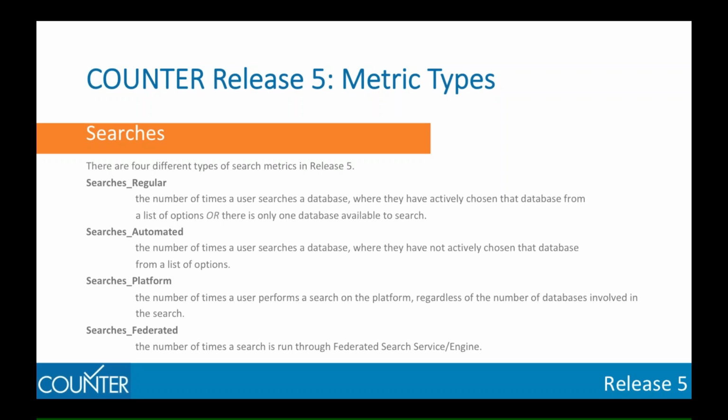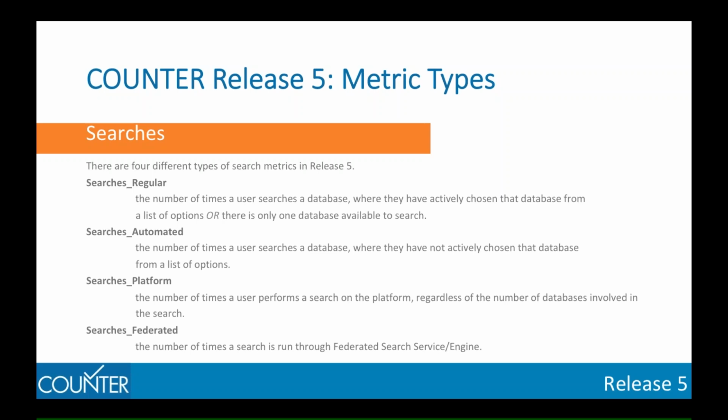So there are 4 different types of search metrics in Release 5. These are searches regular, searches automated, searches platform, and searches federated. These are usually reported in the platform reports and also database reports. Searches regular and searches automated, I would like to get your attention on those.